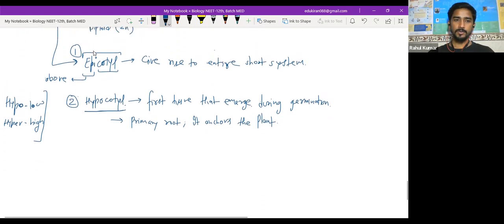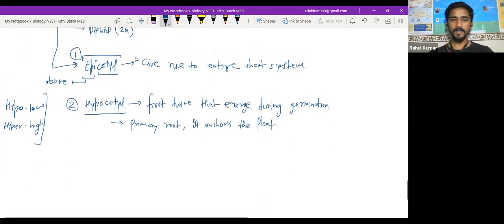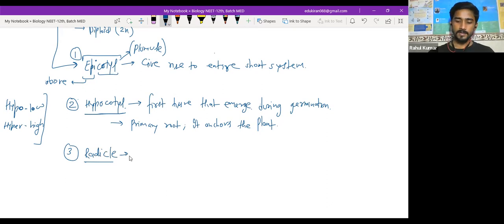Then these two parts. This part, the epicotyl, in some books they also write as plumule. In a sprouting chana, remember I told you there is a plumule which comes out and a radicle. So plumule gives rise to shoot and radicle gives rise to root. Okay, so the third part is radicle. Now you already know radicle is a small embryonic root.